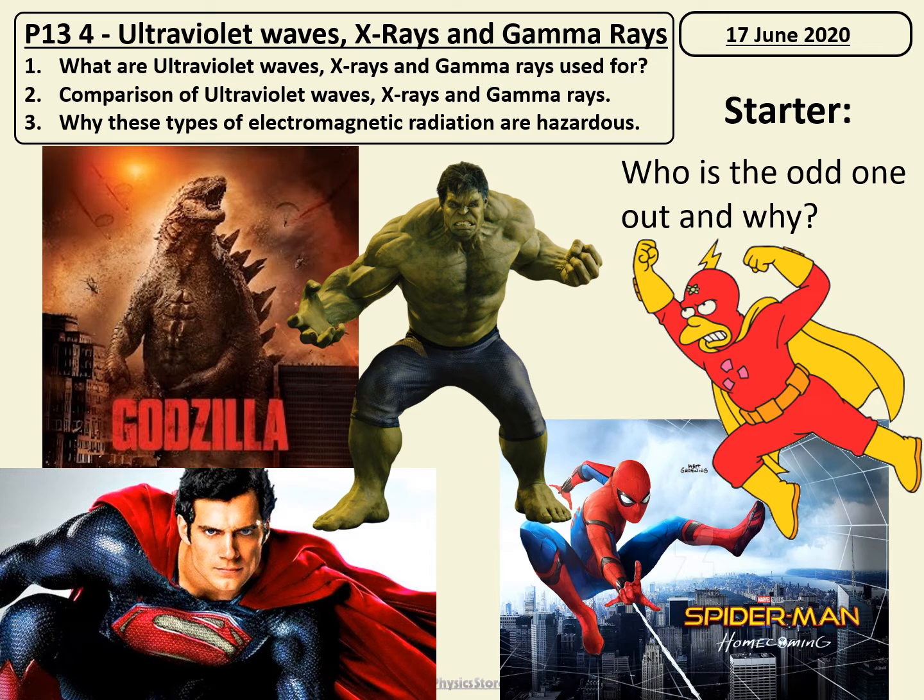This week's lesson is on ultraviolet waves, X-rays and gamma rays. Have a look at the characters given and think who is the odd one out and why. So write down the names. Some of you may not know the names of, so you may want to have a look at that on the internet beforehand, but just state which one's the odd one out and why.